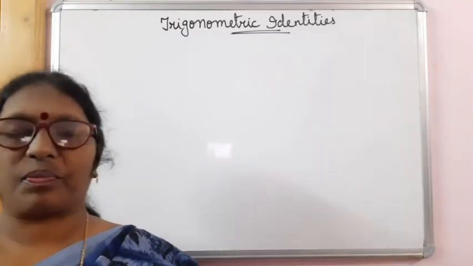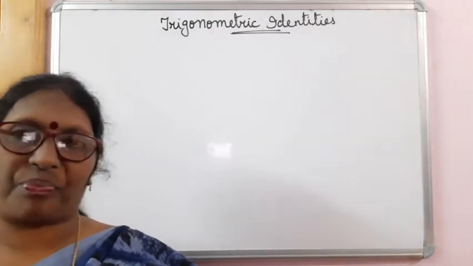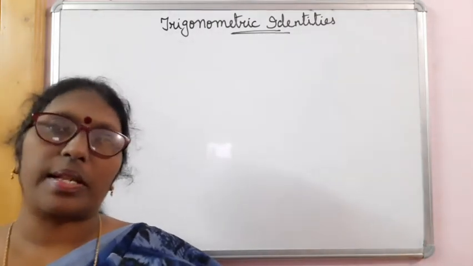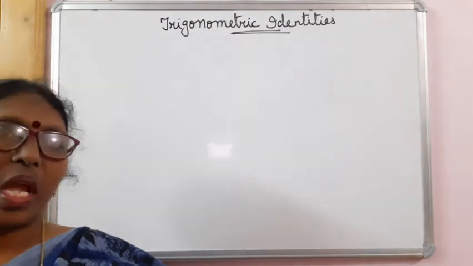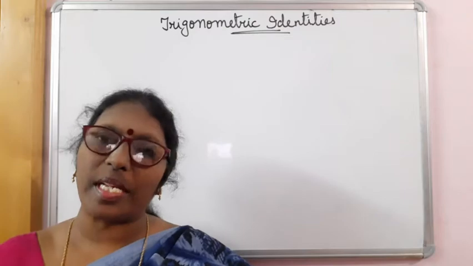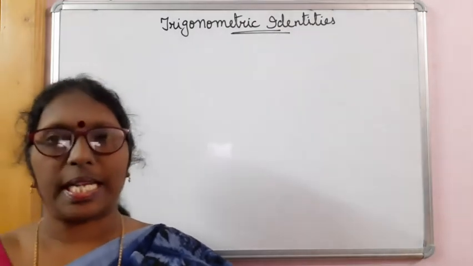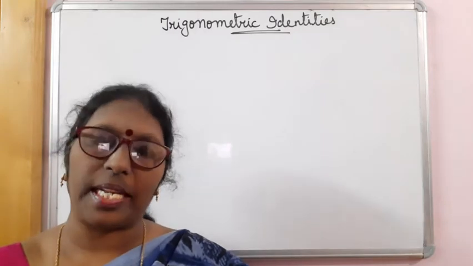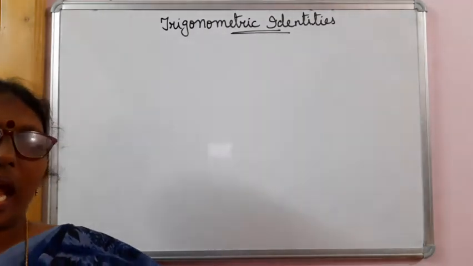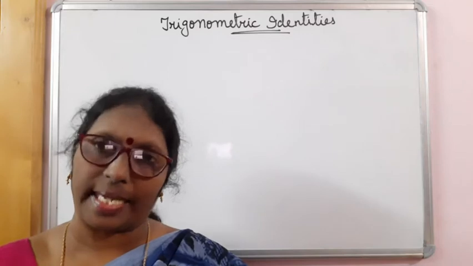Hello, welcome. Today let us have a new chapter, trigonometric identities. Already in your previous classes you have learned what are trigonometric ratios, what are trigonometric ratios of standard angles, trigonometric ratios of complementary angles, what are reciprocal relations, quotient relations, all these already you have learned. And after that, you are going to learn what are trigonometrical identities.